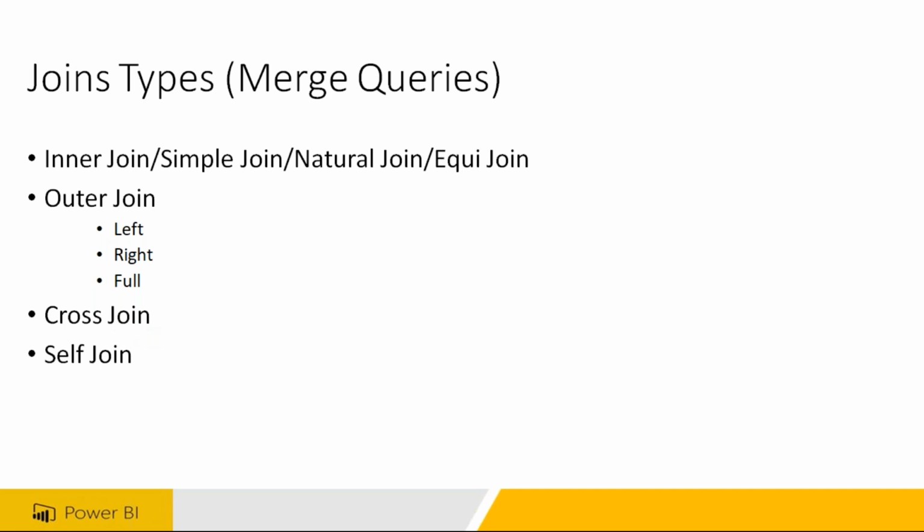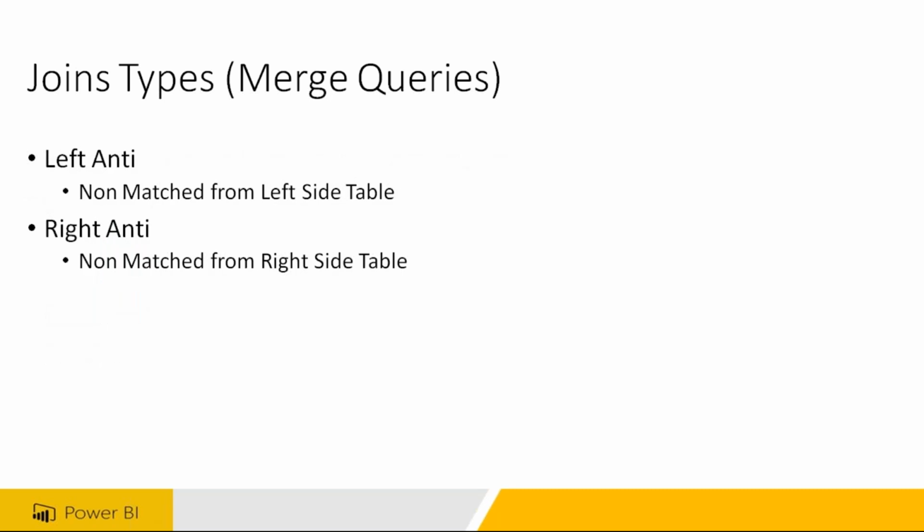Clear? So the default join in Power BI is left outer join, but normally the default join in SQL and everywhere is simply inner join. Clear? And SQL can take 255 tables and join them at a time. Power BI takes only two tables, and it is going to be joining two tables at a time. So that is one more difference. And Power BI has two extra joins: left anti, non-matched from the left side, and right anti, non-matched from the right side. So these are the extra things we discussed.